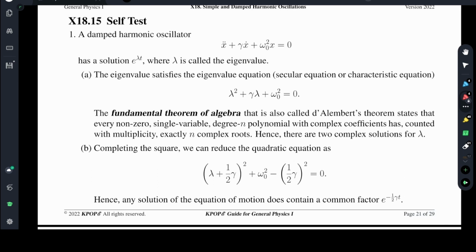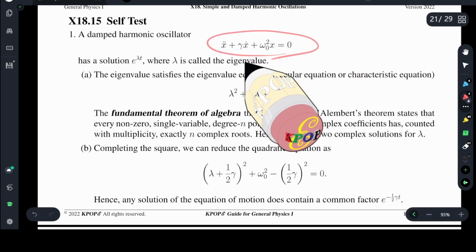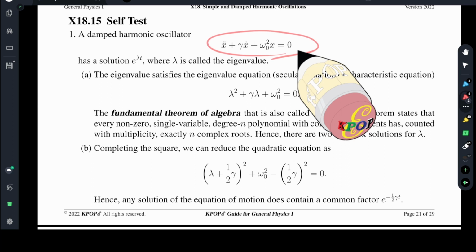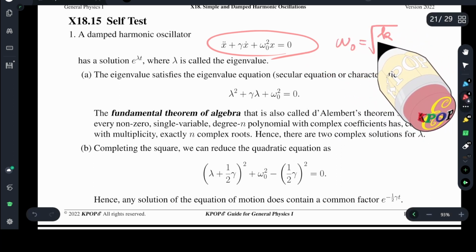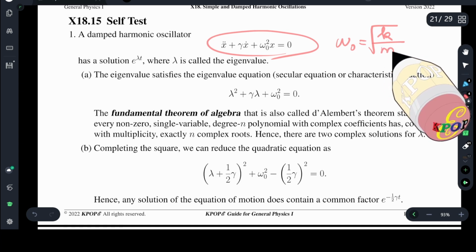Okay, we have studied the simple harmonic oscillator and the damped harmonic oscillator. Let us briefly review what we have studied. The equation of motion for the damped harmonic oscillator is given in this form. The characteristic frequency for the corresponding simple harmonic oscillator is the square root of k over m.